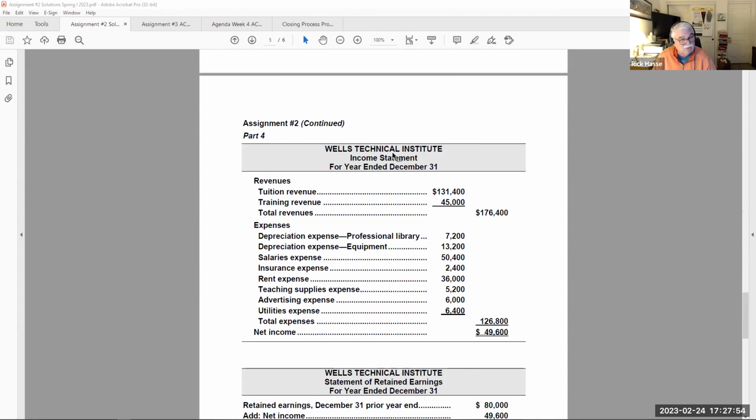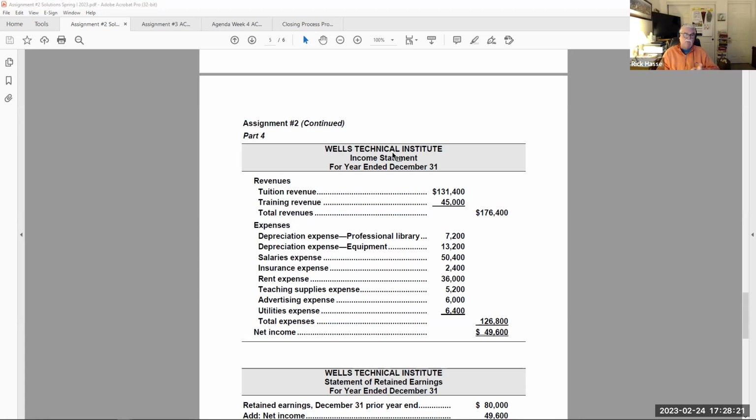You're going to be basically doing the same thing in assignment 3. The only difference is that in assignment 2, I gave you the unadjusted trial balance and you had to do the adjusting entries. In assignment 3, I give you the adjusted trial balance. You have to prepare the financial statements, and then you have to do the closing journal entries, which completes the accounting cycle.